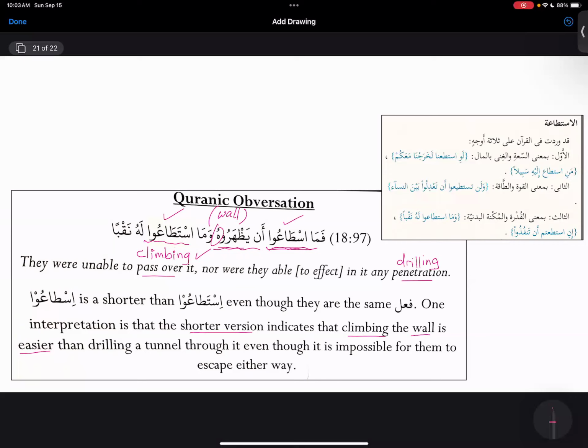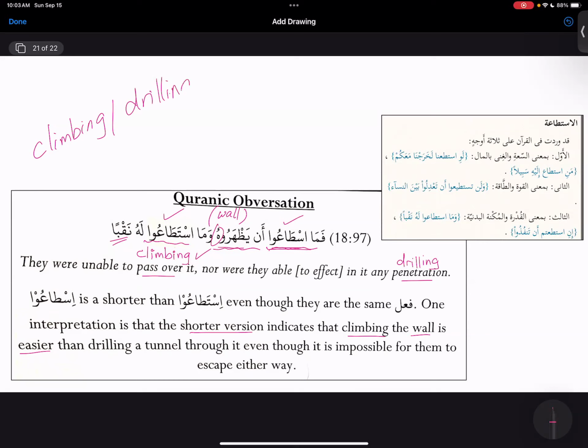And then it says وَمَسْتَطَاعُوا لَهُ نَقْبًا. What does naqba mean? Naqab is like drill, hole. Yeah, right? So climbing and drilling. I ask you, what is easier? Climbing is easier or drilling is easier?